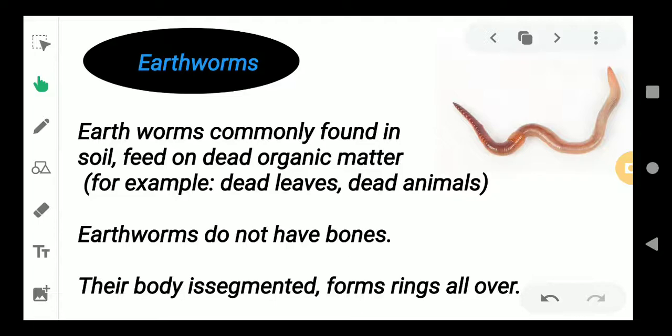Do they have bones? Earthworms do not have bones. Their body is made up of muscles. Their body is segmented and forms rings all over. Segmented means you can see so many rings in the body of an earthworm. Each ring is a segment. The body of an earthworm is segmented.